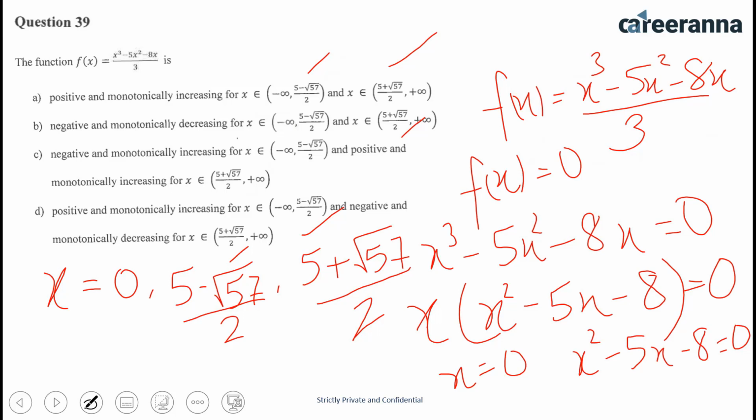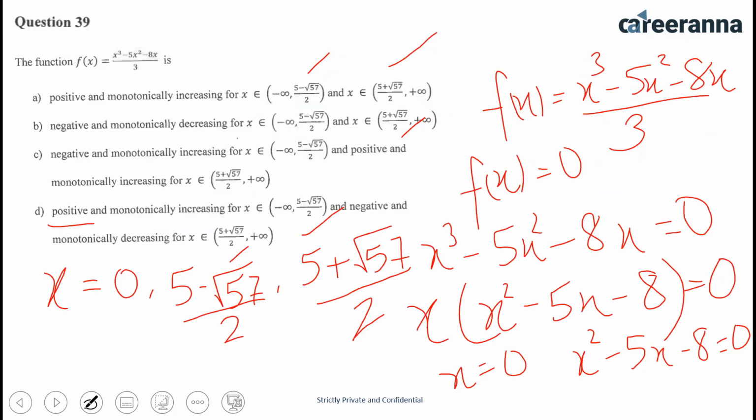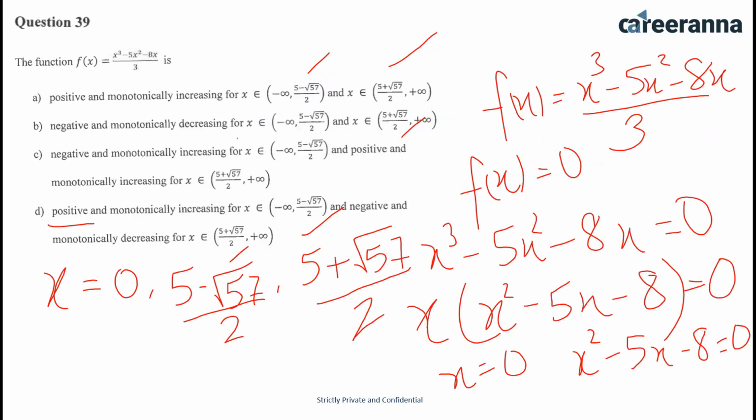Let's take option C. We'll not take option D because initially it is saying positive, but we know that it is not positive, right? So let's see. Negative and monotonically increasing for x belongs to minus infinity to (5 minus root 57) upon 2. It is negative. Yes. Is it increasing? Yes, it is increasing. And positive and monotonically increasing for x belongs to (5 plus root 57) upon 2 to plus infinity. Here you can see it is positive and monotonically increasing. Yes or no? Hence our answer to this question is option C.